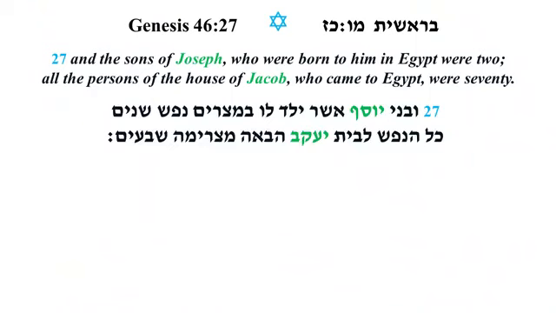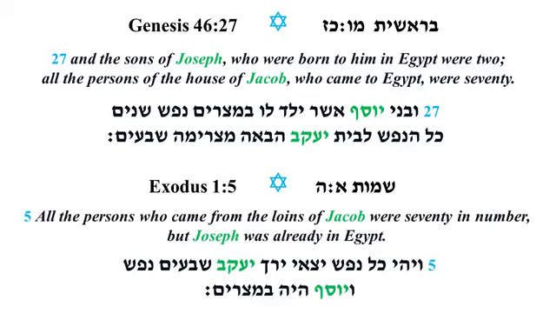Genesis 46:27. And the sons of Joseph who were born with him in Egypt were 2, and all the persons of the house of Jacob who came to Egypt were 70. Again, another 70. This is when Joseph reveals himself to his brothers, and he sends the brothers home to bring Jacob and the whole clan down to Egypt. And there were 70 in total. Exodus 1:5 repeats this. All the persons who came from the loins of Jacob were 70 in number, but Joseph was already in Egypt.